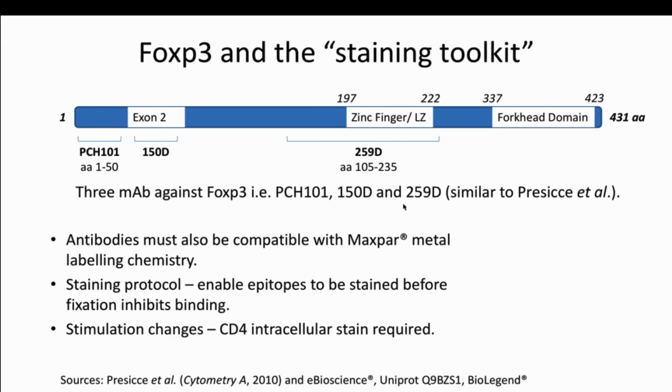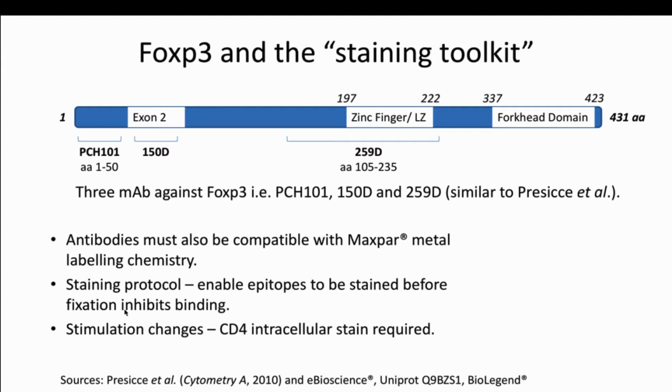There are some other considerations as well. So the antibodies that we do this with must be compatible with the metal labeling chemistry that we use. This is the MaxPAR chemistry that Fluidigm used to label all their antibodies commercially, and we use that same chemistry for all the ones we make in-house as well. Then we look at the staining protocol, and we need to ensure that we can see all of the epitopes. So where we're doing something like nuclear staining with this kit, we'd be doing a fixation and perm step, and we need to ensure that any antibodies that we're labeling with aren't inhibited by that if they come after the fix and perm step. So in this assay, we'd do a surface stain first, then an intracellular stain.